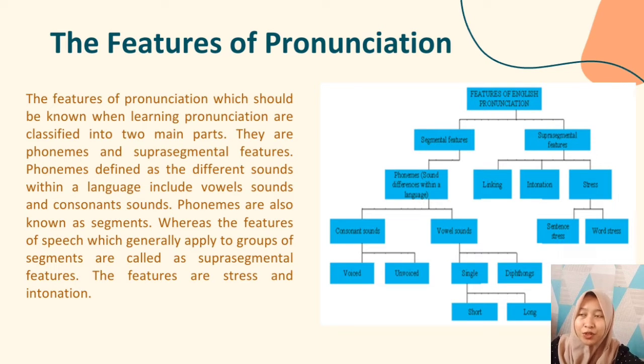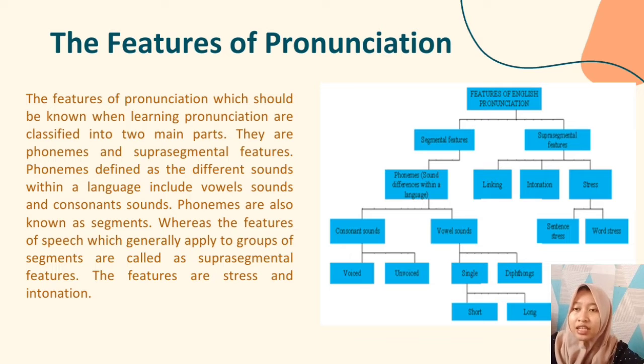You can see in this PowerPoint the features of pronunciations which should be known when learning pronunciation are classified into two main parts. There are phonemes and suprasegmental features. However, phoneme, defined as the different sounds within a language, include vowel sounds and consonant sounds. Besides that, phonemes are also known as segments, whereas the feature of speech which generally apply to group of segments are called as suprasegmental features. The features are stress and intonations.